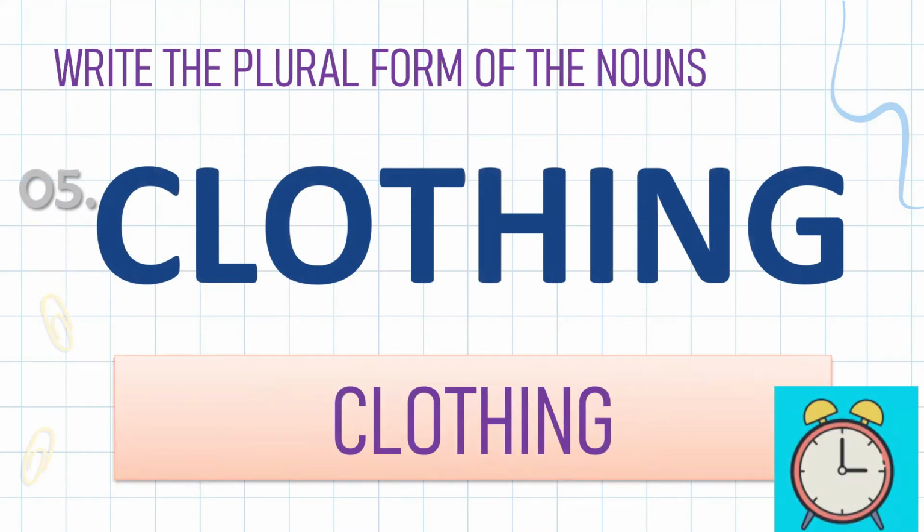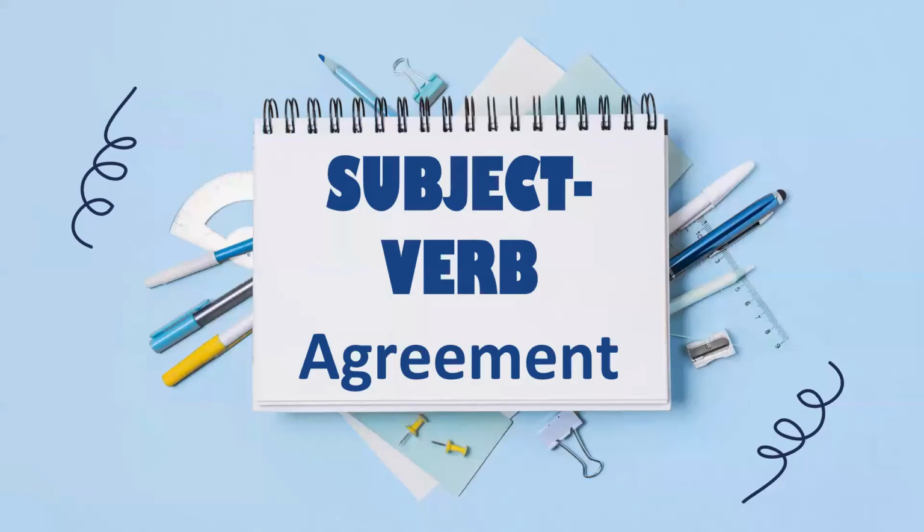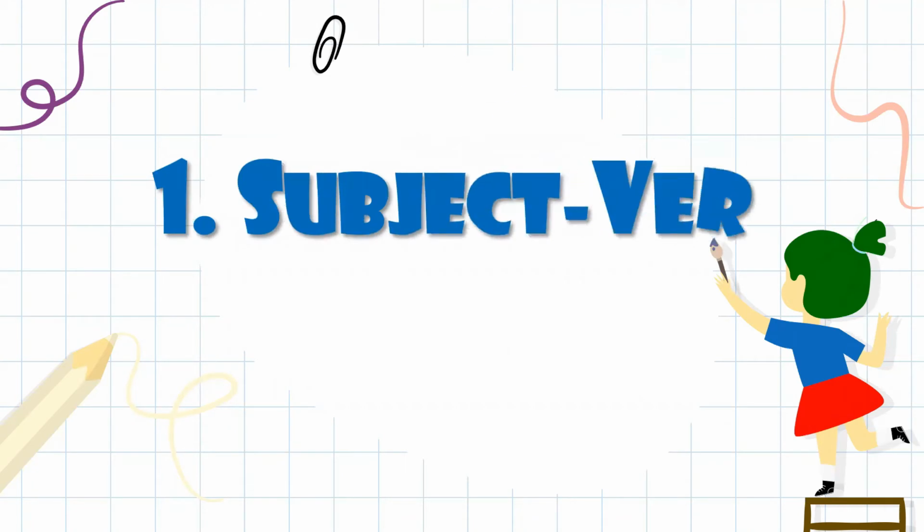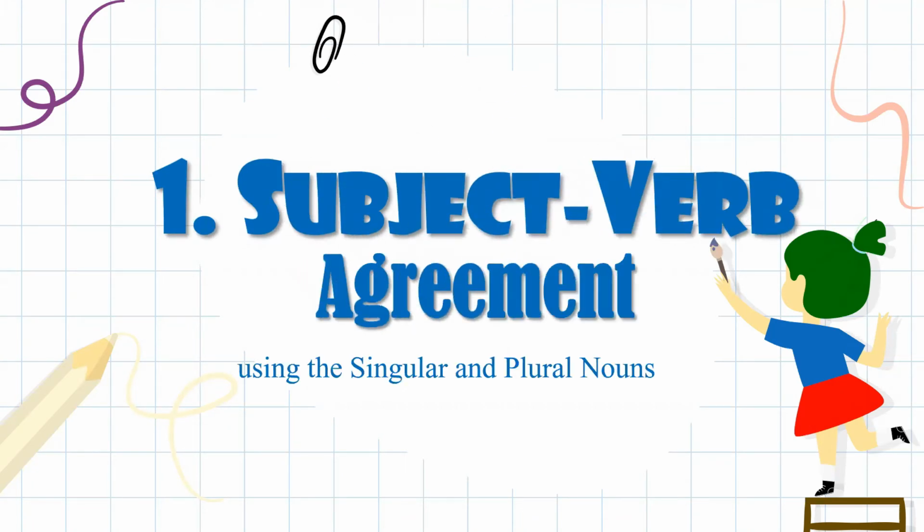Were you able to get all the 5 items correctly? If you do, very good. It means you are more familiar with the irregular plural nouns. With that being said, we are now going to use our prior knowledge with the subjects and the nouns that are used for the subject. Today, we will be focusing on the subject-verb agreement. The first rule that we're going to use for our subject-verb agreement is using the singular and the plural nouns of both the regular and the irregular nouns.